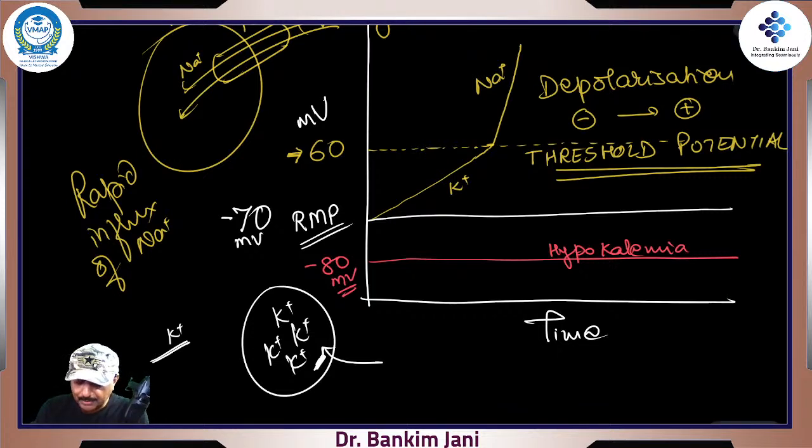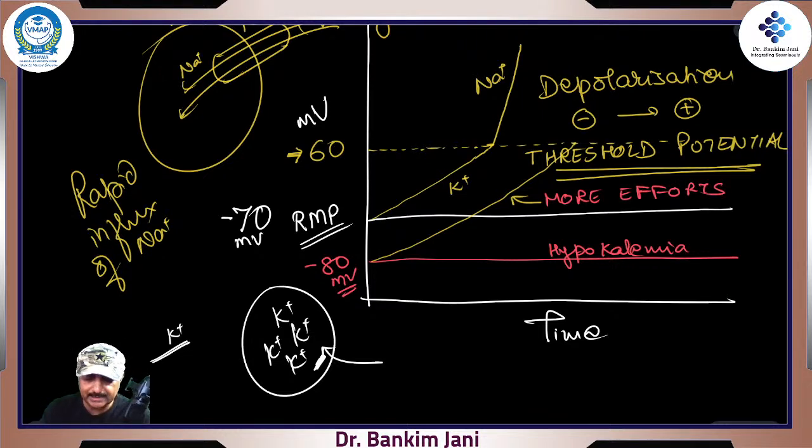But what would happen? Now from this point onwards, it has to once again rise, and it has to reach the threshold, and then the firing would start. So it will take more efforts. This thing will take more efforts, right? Because previously you were supposed to rise from -70 to -60. So now it has to rise from -80 to -60. So it will take more time. Exactly. And more efforts. So it is going to take more time.